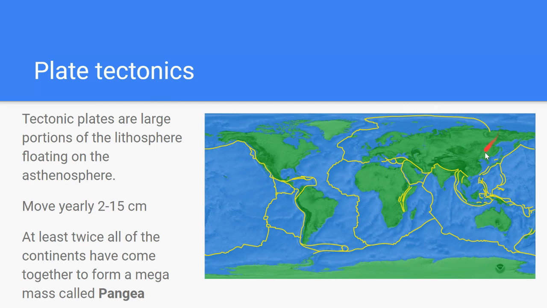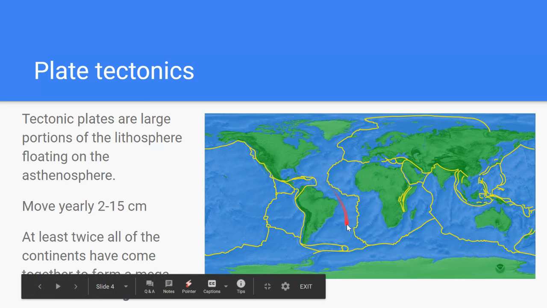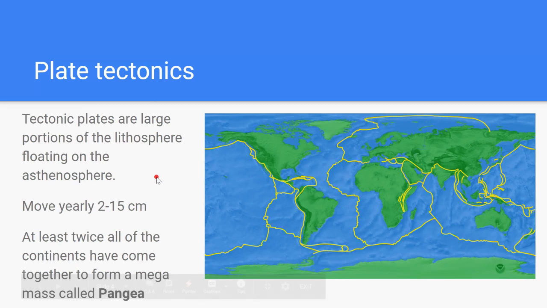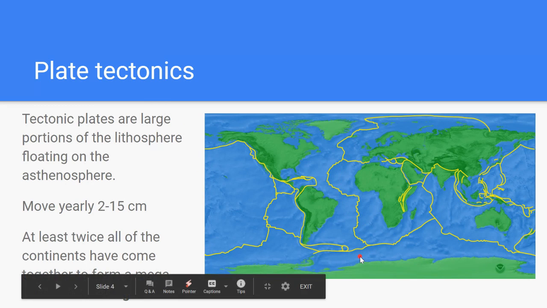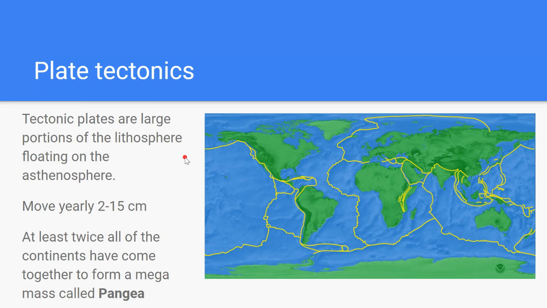So that's a plate, that's a plate, that's a plate, that's a plate, etc. And they all float on that asthenosphere. Every single year, they move about 2 to 15 centimeters, depending on how active fault lines have been. But essentially, every year, these plates move around. At least twice in all of the world's history.